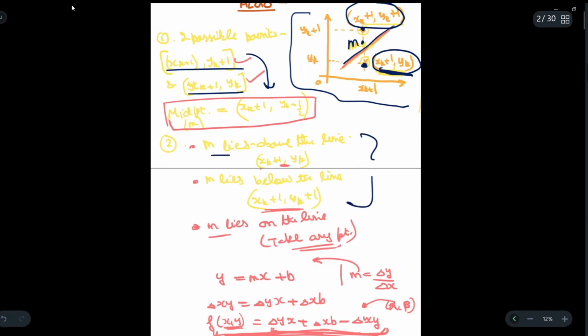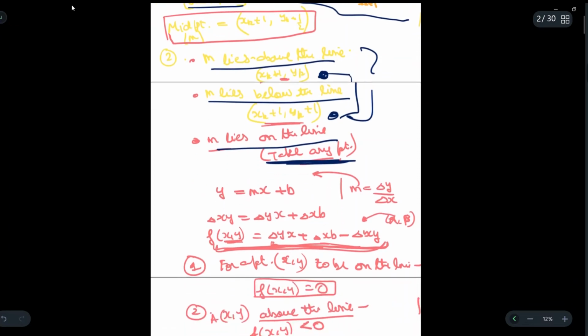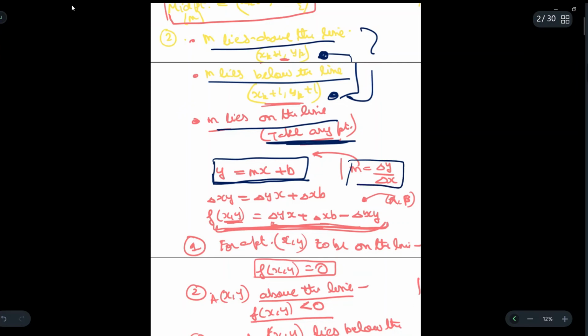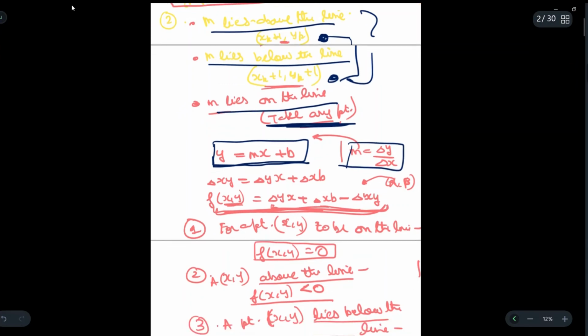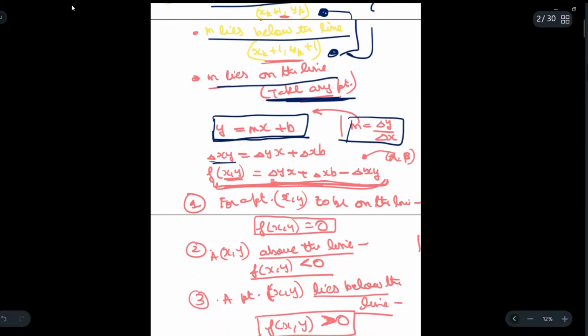Suppose if m lies above the line, then we will take this point, and if m lies below the line, then we will be taking this point. And suppose if m lies on the line, then we can take any point from these two. Now we wrote the general form of an equation of a line, and it came out to be y is equal to mx plus b, in which we substituted the value of m is equal to del y upon del x. Now from that we got the value as del x into y is equal to del y into x plus del x into b, and we took del x into y on the RHS and we equated it to a function. That is, we considered this equation to be a function of x comma y.